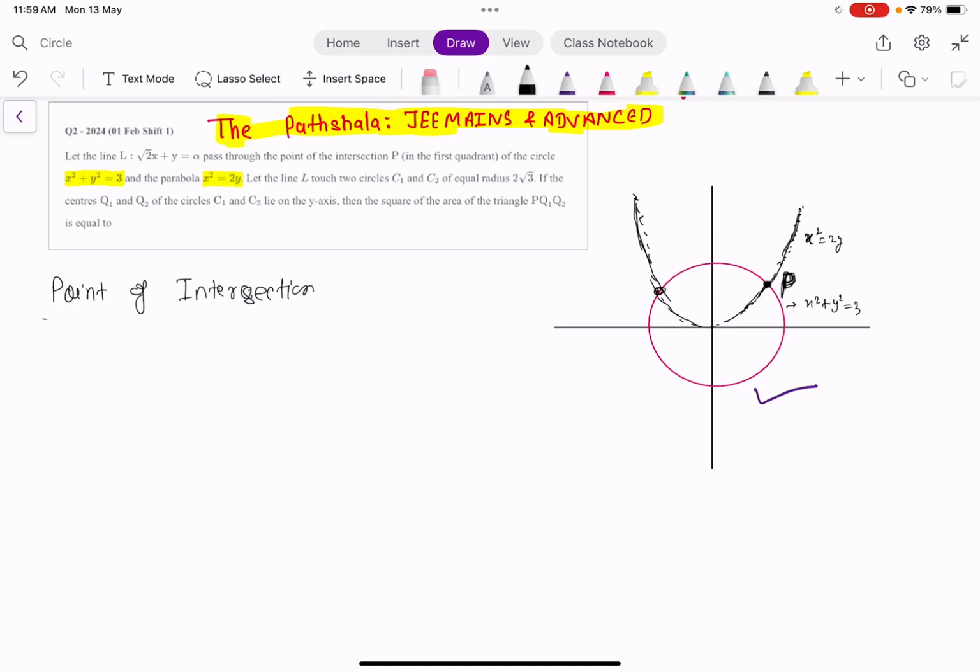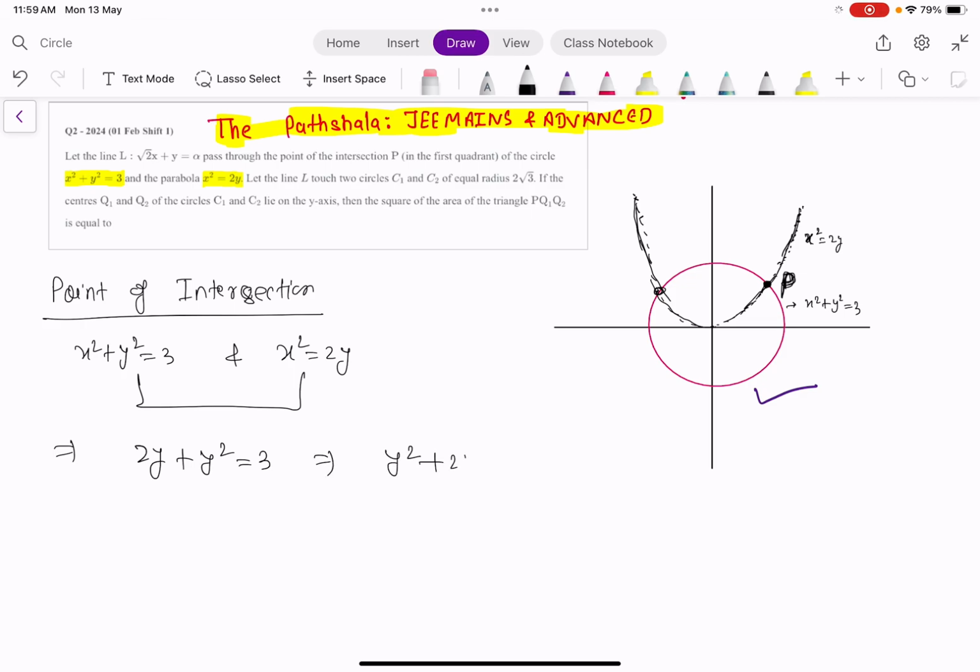All right, so what is the circle we have given? x square plus y square equal to 3, and the parabola we have given is x square equal to 2y. If you use this one, at the place of x square what can we substitute? 2y. So that is 2y plus y square equal to 3. So we can write y square plus 2y minus 3 equal to 0.